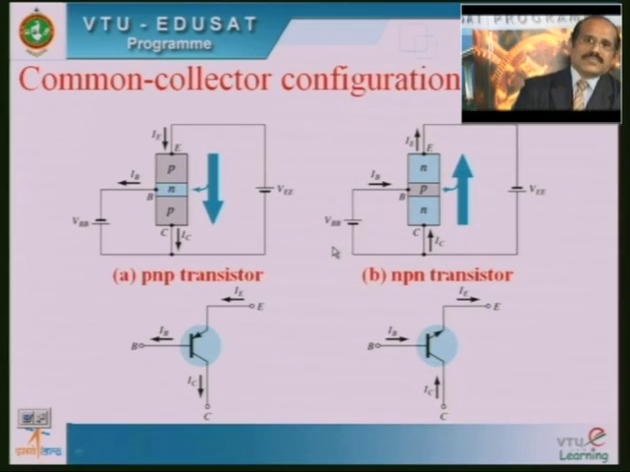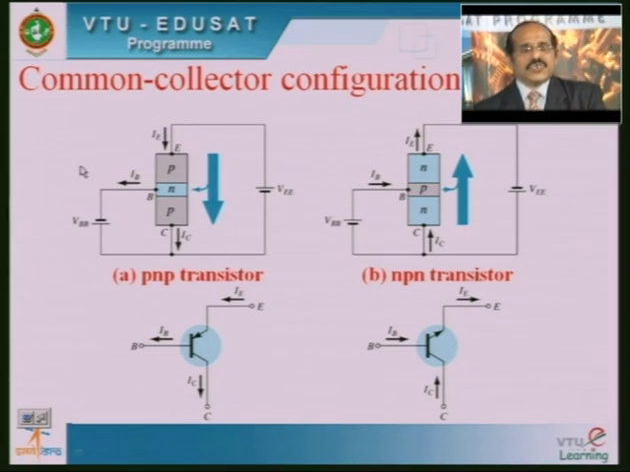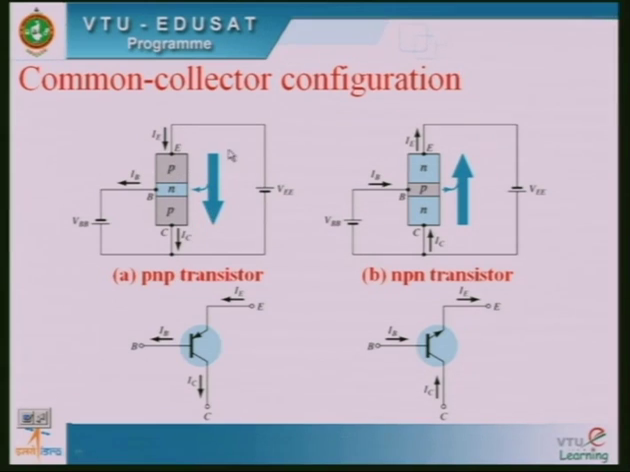Now let us consider the common collector configuration here. This particular slide shows you the PNP transistor. As I told you, this is a common collector configuration. The collector acts as a common terminal between the input and the output here. Here the input is the base, that is the N layer, and the output is the P layer, that is the emitter here. So the collector is common, shared between the input, that is base, and the output, that is the emitter here.